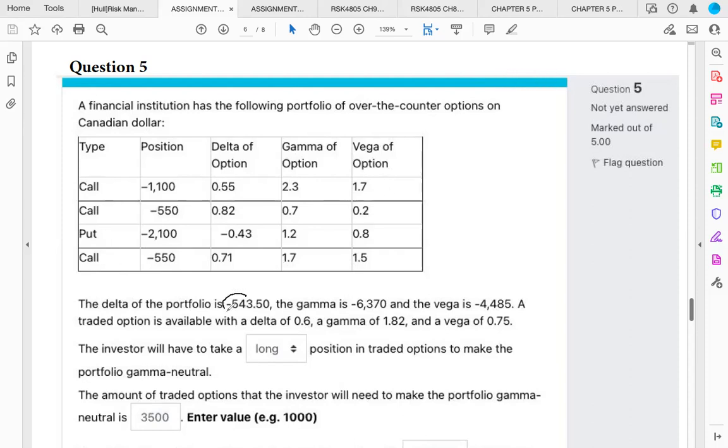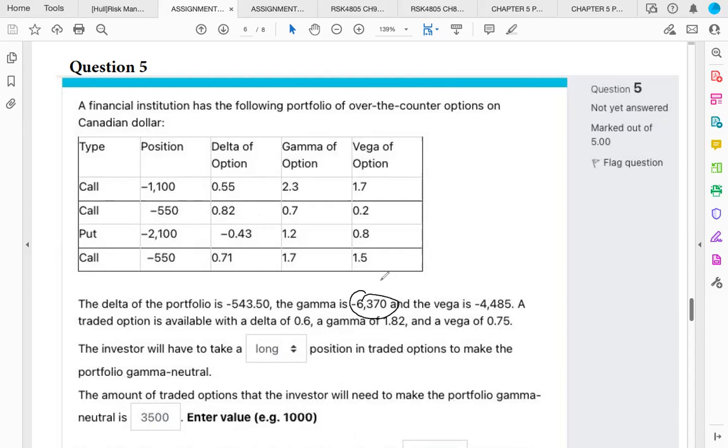So the total delta of the portfolio has been calculated for us already. It's minus 453.50. But if you want to calculate that, you can just say position times the delta per option, position times the delta, position times the delta. Then you can say minus 550 times 0.82 plus minus 2,100 times minus 0.43 plus minus 550 times 0.71. You will get this answer, but they've already done that for you. I'm just explaining, you might be asked to calculate the delta of the portfolio. That's how you would do it.